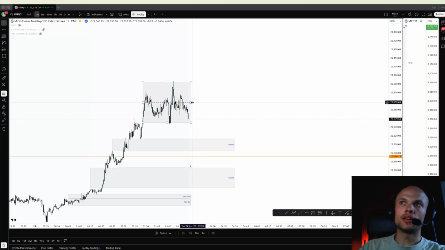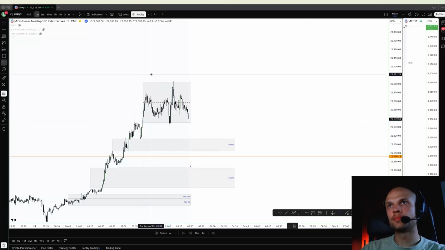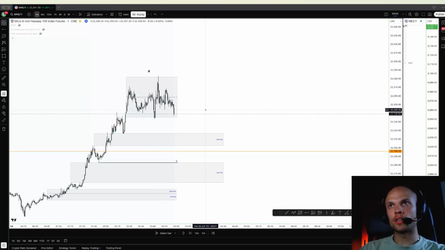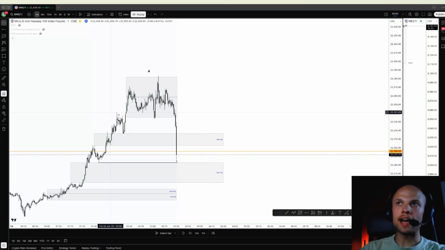Okay, so this is accumulation. Just put A for accumulation / consolidation. Okay, so that's fine. So if we just skip price a little bit, this is manipulation. So we are coming out of the range and we are manipulating into a level.